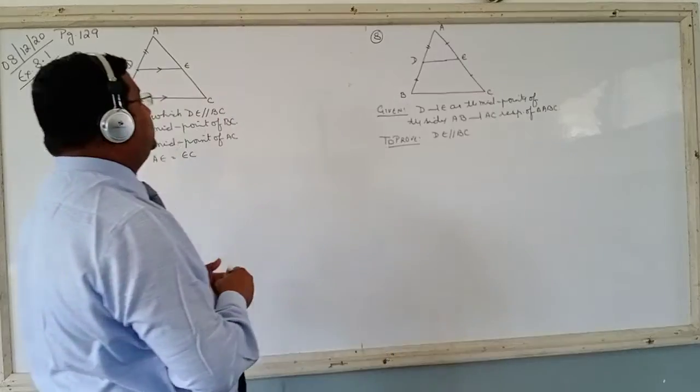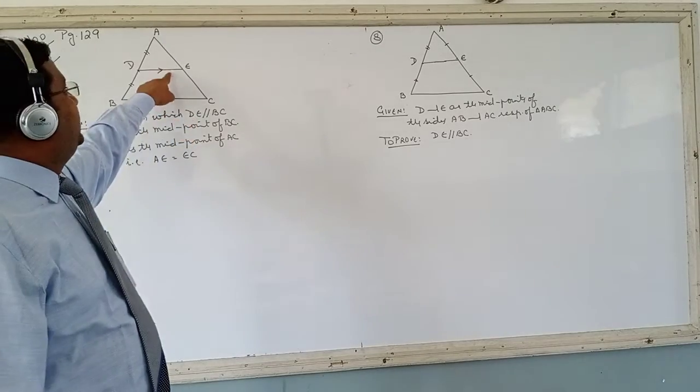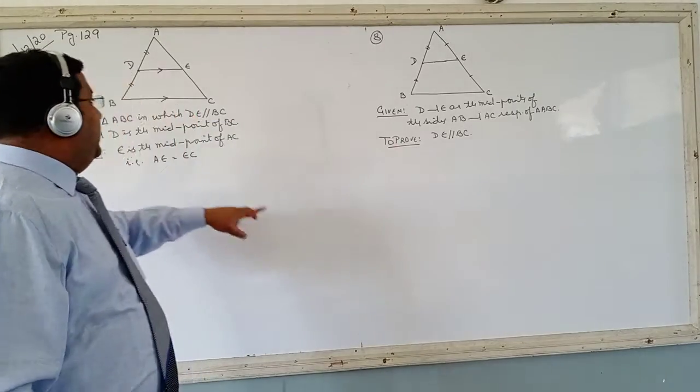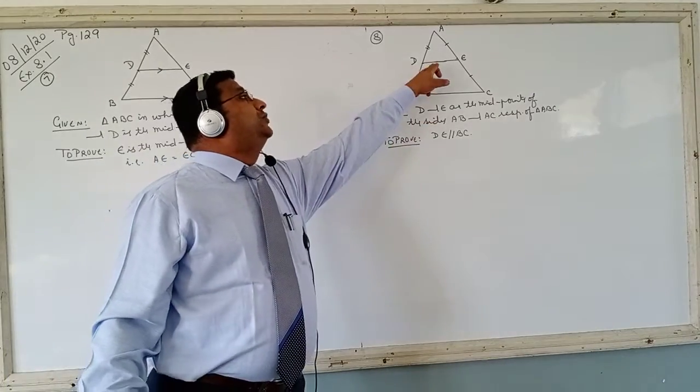Can you see both these questions? Here in this question, DE was parallel to BC, given to us. Here we have to prove it. Here it was given that D is the midpoint. Here also D and E both are midpoints.